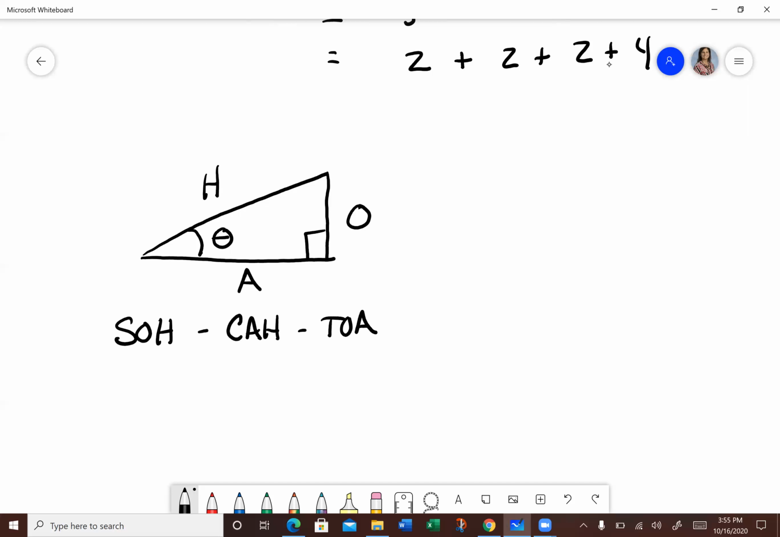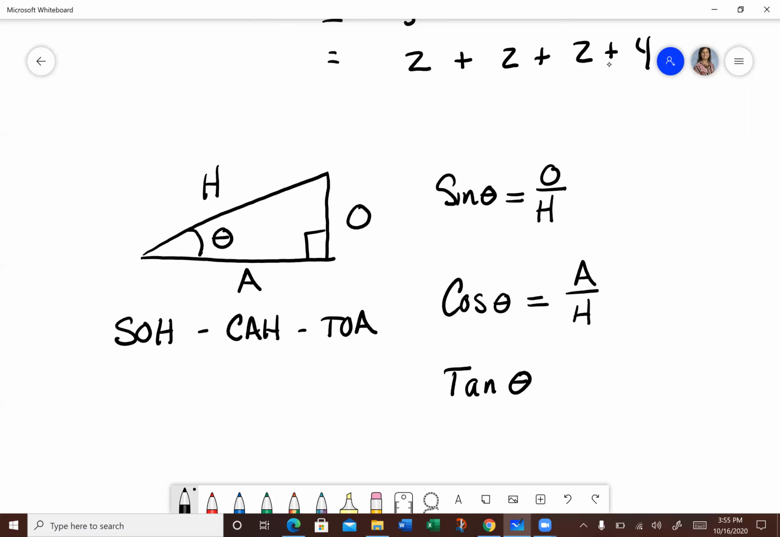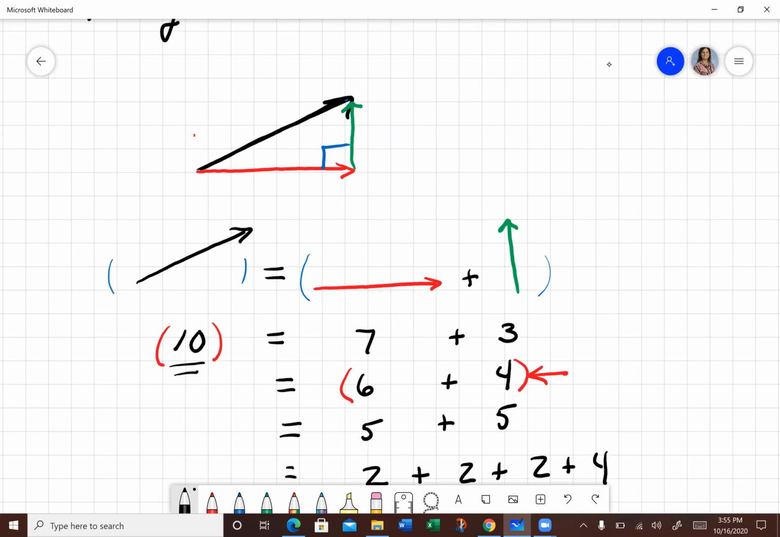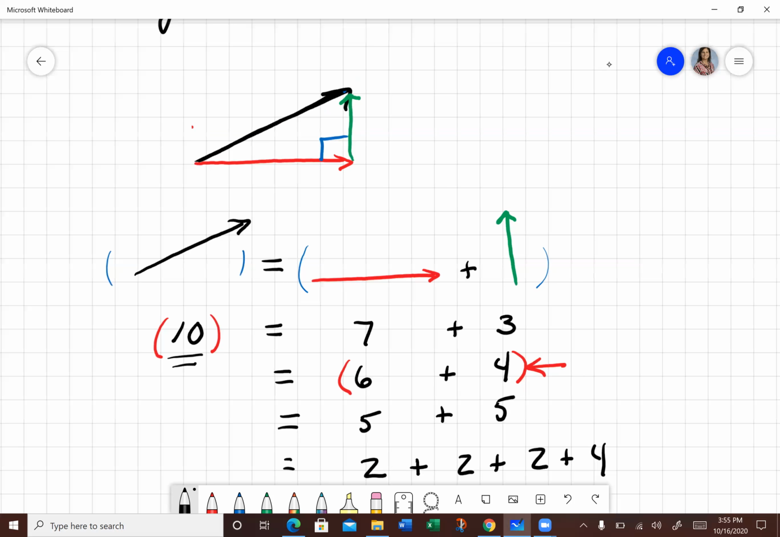Very important in trig. What it tells us is that the sine of the angle theta is equal to the opposite divided by hypotenuse. The cosine of an angle theta is equal to adjacent divided by hypotenuse, and the tangent of the angle theta is equal to opposite divided by adjacent. So that's from math, right? That's a tool that you used in math class. We're going to apply it to this triangle that we just made with our vector quantities.